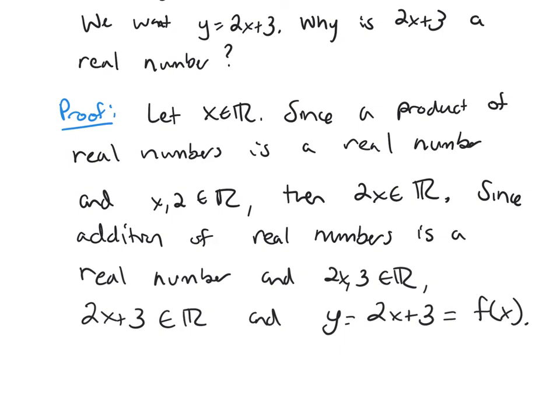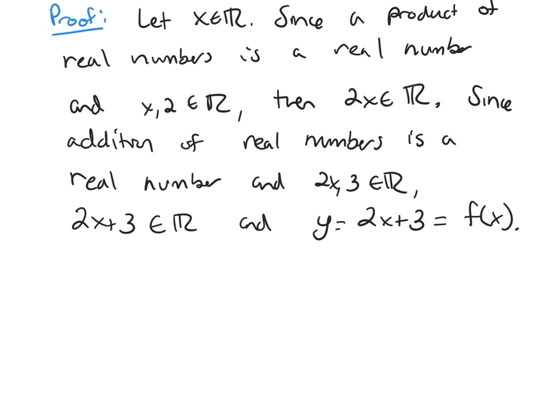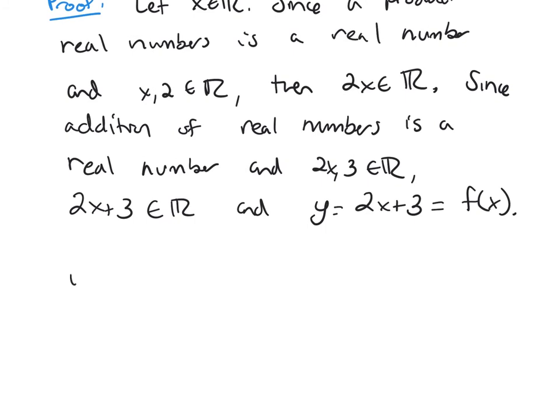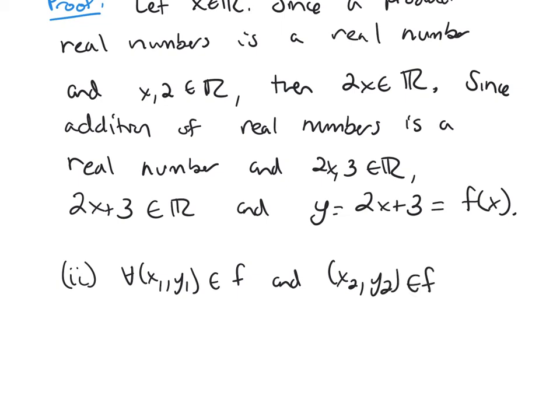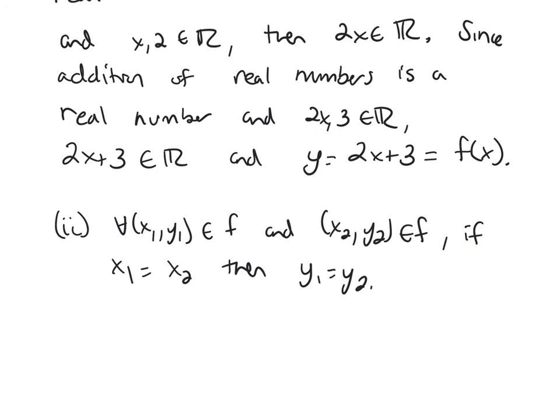So we've verified condition 1. For every x in R, we found a y that was in R, so that when you plug in x into your function, it outputs y. So now let's remind ourselves of what condition 2 is. Condition 2 says for all x1, y1 in f and x2, y2 in f, if x1 equals x2, then y1 equals y2. So if the first coordinates are the same, you've got to show that your function outputs the same second coordinate.